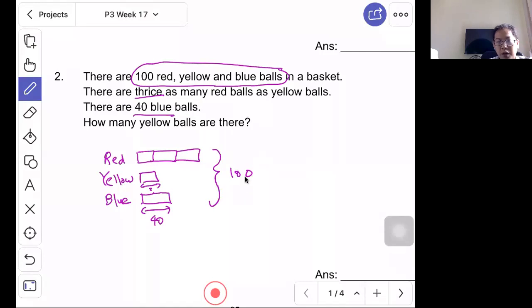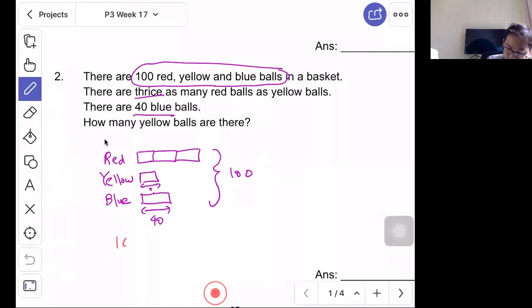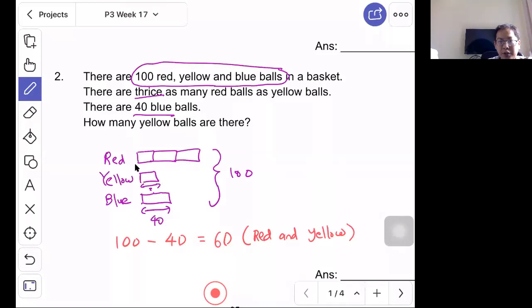First, we take 100 minus the 40 to find the red and yellow. So 100 minus 40 equals 60. So this is the red and yellow. As you see, for red and yellow there are 1, 2, 3, 4 units. So we can write 4 units equal 60 balls. To find yellow, which is the 1 unit, we take 60 divided by 4.